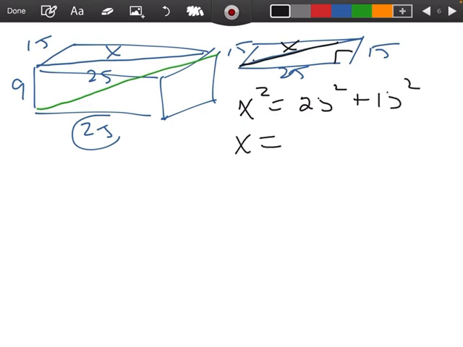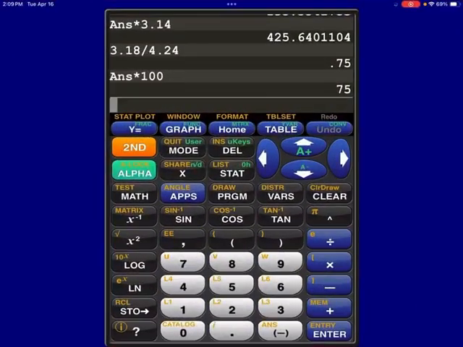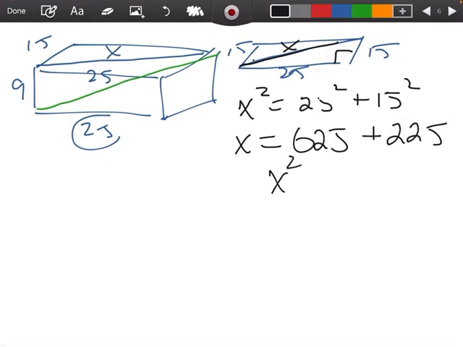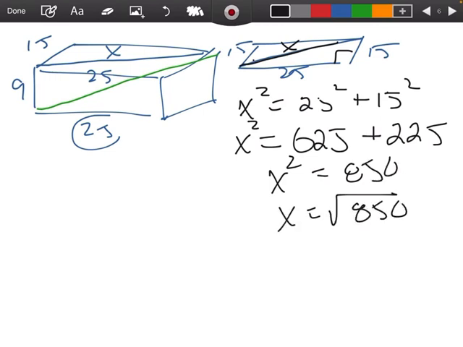So look, y'all, x squared equals 25 squared plus 15 squared. Okay, y'all, 25 squared, big number, 625. 15 squared, 225. Let me add those two guys together. So 625 plus 225, 850. Okay, x squared equals 850. Now, we're going to take the square root of 850, okay? So y'all, square root of 850, let's see.